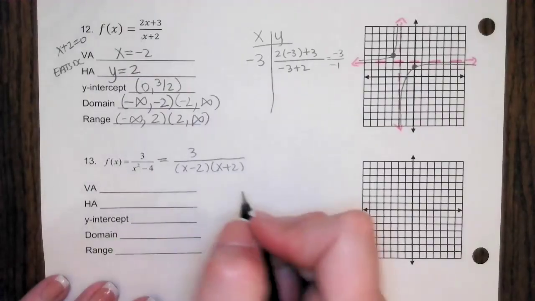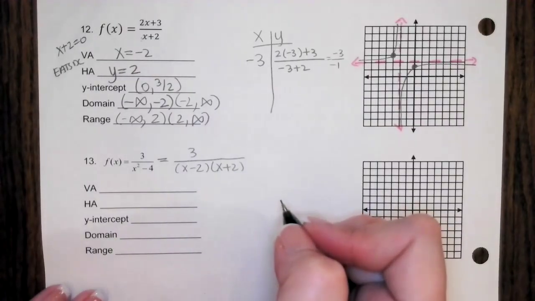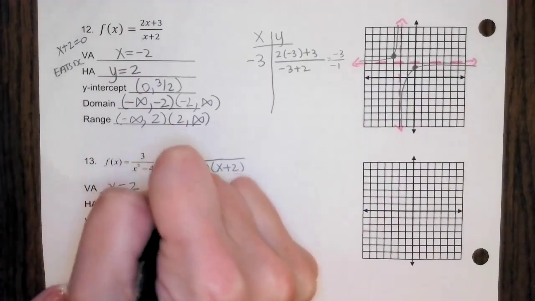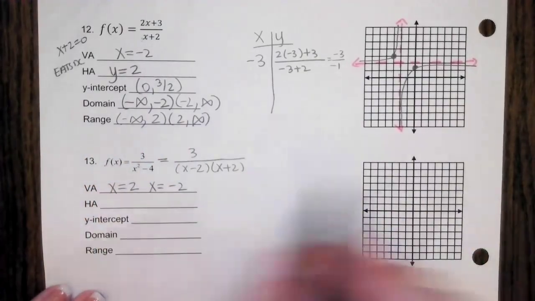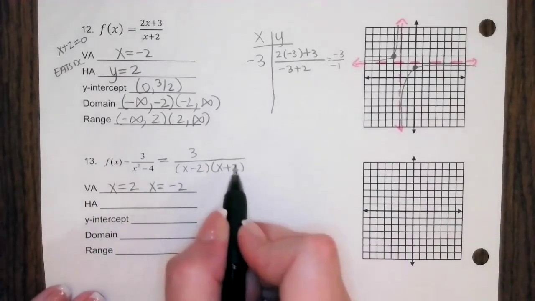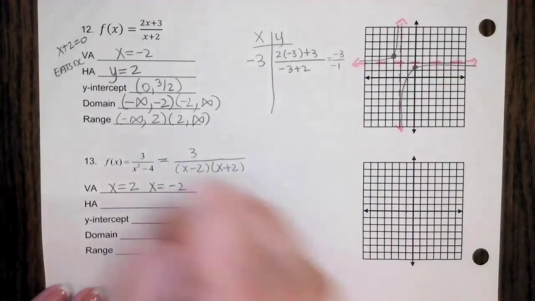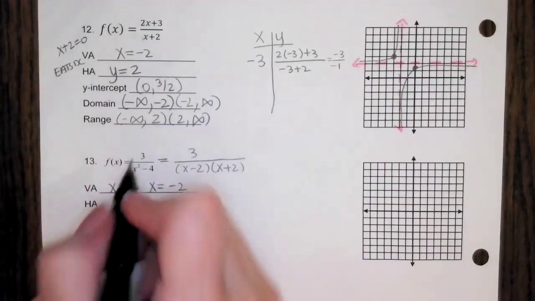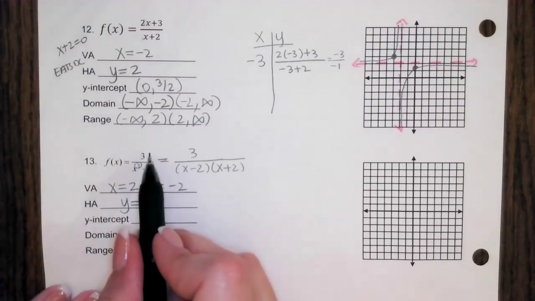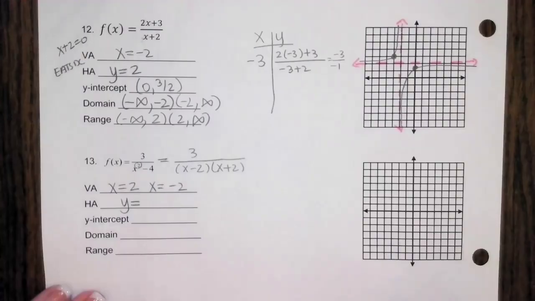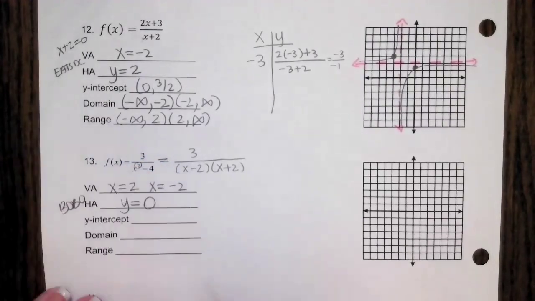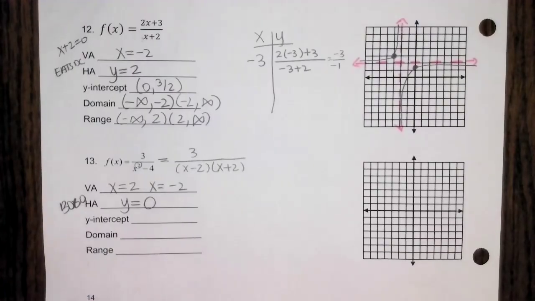This has 2 vertical asymptotes because when we set that equal to 0, then I'm going to have x is equal to a +2 and x is equal to a -2. +2 minus 2 makes this 0, -2 plus 2 makes that 0. For my horizontal asymptote, this is bigger on the bottom. There's no x up on top, so that would be x to the 0, and 2 is bigger than 0. So we've got y equals 0.